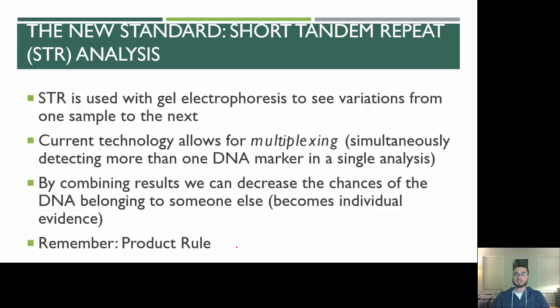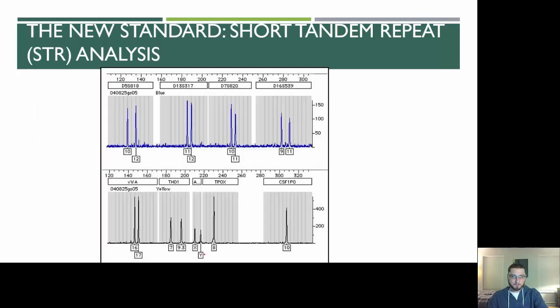Current technology allows for multiplexing, which is simultaneously detecting more than one DNA marker in a single analysis, so we can do several tests. By combining results, we can decrease the chances of DNA belonging to someone else. It becomes individual evidence. No longer is it class evidence. So remember the product rule. The big thing with STRs is we're using this product rule where we're multiplying the chance of this by the chance of this by the chance of this, and then it's making the chances much and much smaller.